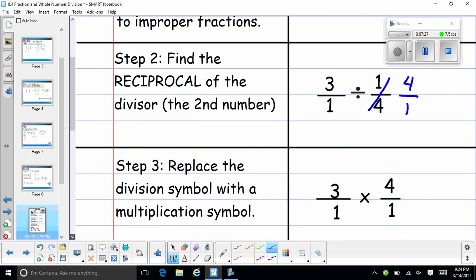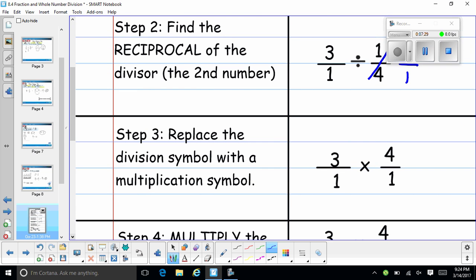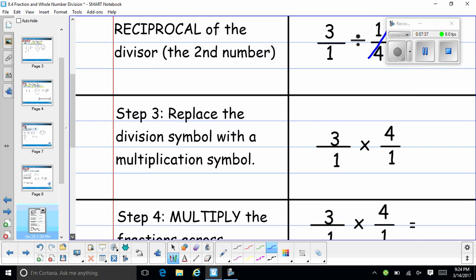Alright, so now we're going to have box 3, where I replace my division symbol with a multiplication symbol. Once you have this copied down, continue to hit play.